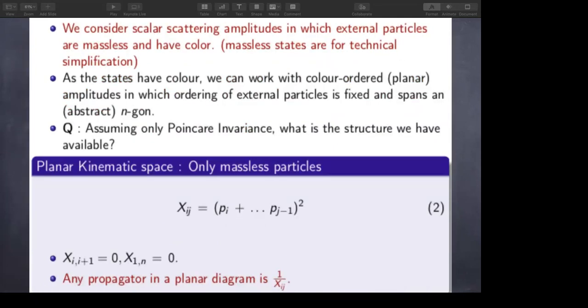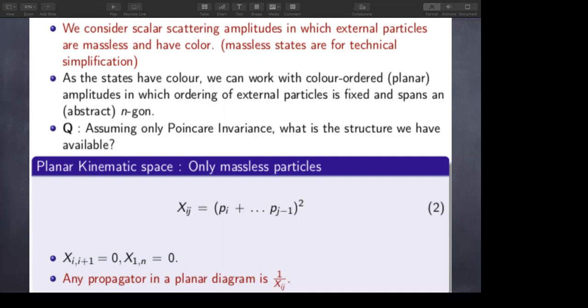So in this talk, what we are going to do to understand this positive geometry program is to look at scalar scattering amplitudes in which the external particles are massless and have color degrees of freedom. I will not assume that the propagators are only massless, although in the first half of the talk we will look at purely massless theories, but then we will see how the program generalizes if we have other fields with masses, for example. And I should emphasize this masslessness is just for technical simplification. It's something which, at this stage, can be generalized. But the color is not a technical simplification. It's something we would need. We would have to assume that the theories have color.